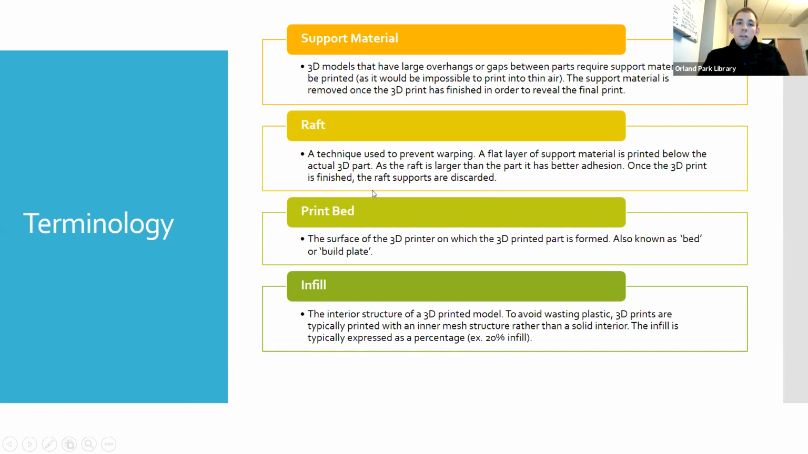And then there are rafts, which is a technique to prevent warping. A flat layer of support material is printed below the 3D part. As the raft is larger than the part, there is better adhesion. Once the 3D print is finished, the raft supports are discarded. So sometimes in specific programs, whenever you're making a 3D model and trying to print it out, a raft is also an extra support layer along with the support material that is added, so then prints don't come out lopsided or wrong, and sometimes when it hardens, it's easier to pull off.